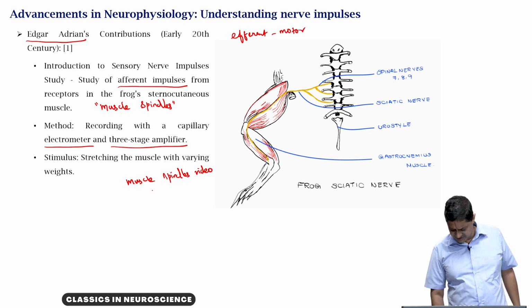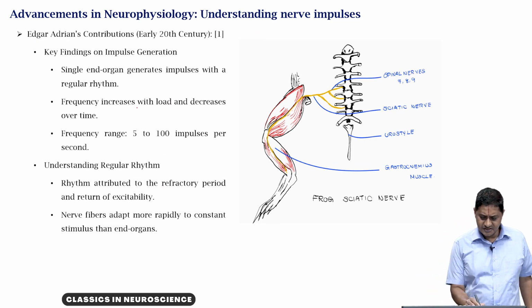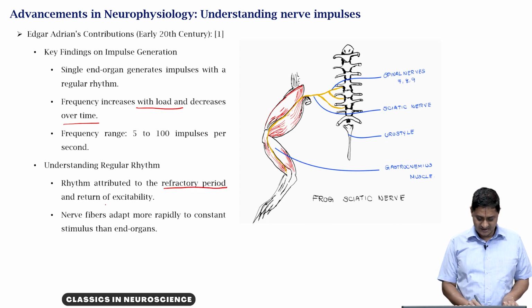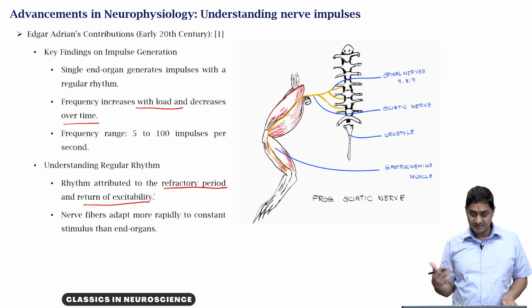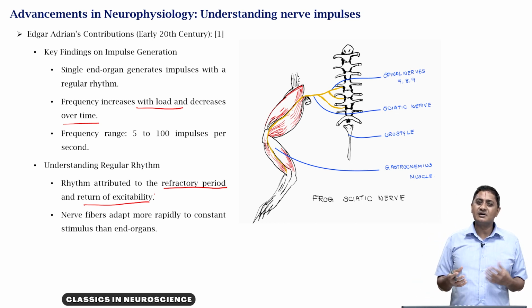So the frequency of firing increases, and they found that frequency increases with load and decreases over time, and they found that there are about 5 to 100 impulses per second. So the good old days, these were fantastic findings, and there was also some rhythm that they could find. This was perhaps due to the refractory periods and return of excitability. So after the refractory period, the neuron comes back to a position in which it can again be excited.